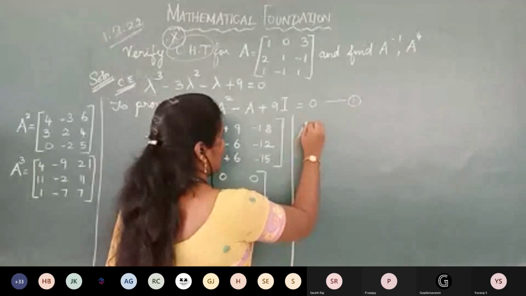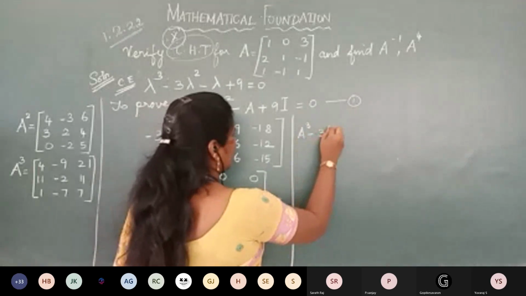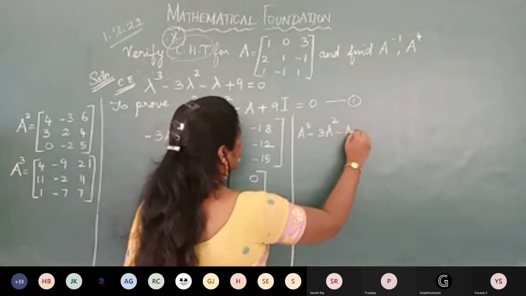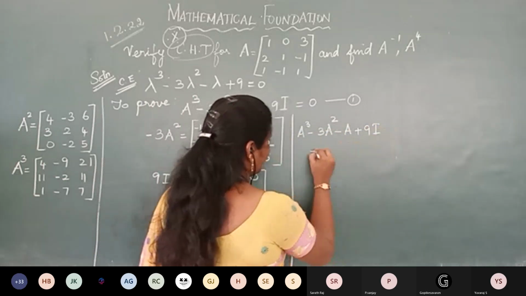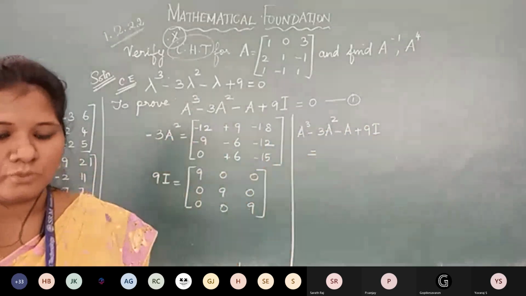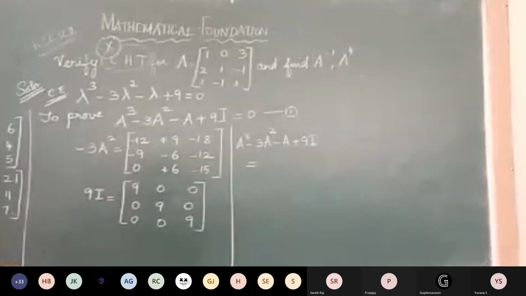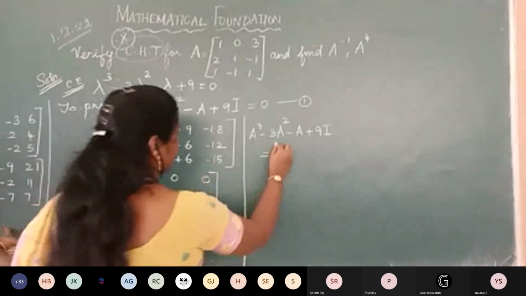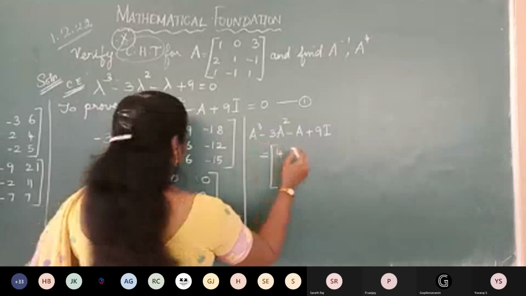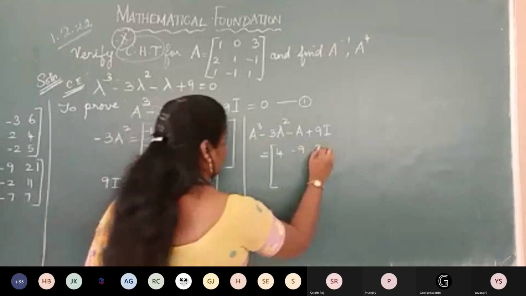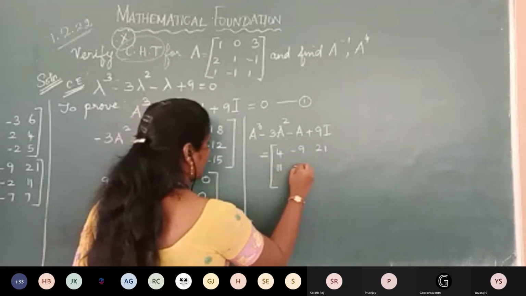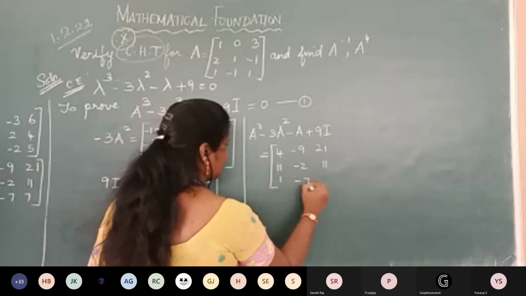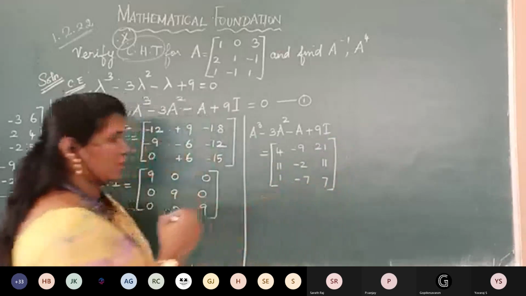So that equation is A cube minus 3A square minus A plus 9I. I'm going to write it here itself, then only you'll have space. So for your A cube, your value is 4 minus 9, 21, 11 minus 2, 11, 1 minus 7, 7. Okay, that is your A cube.